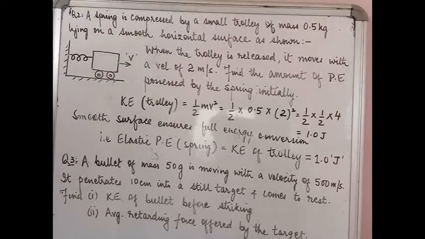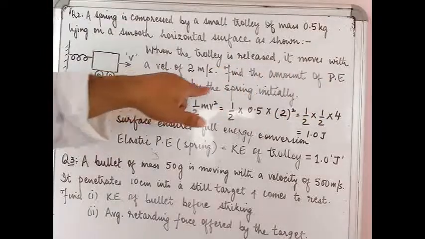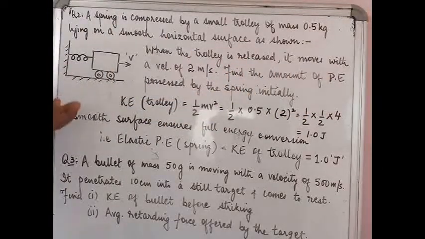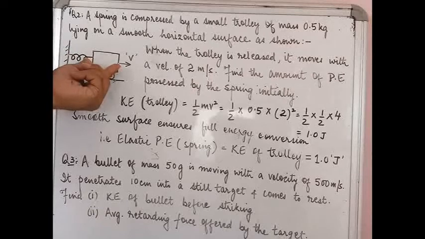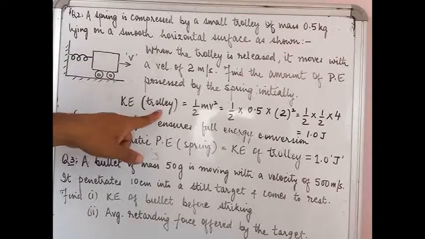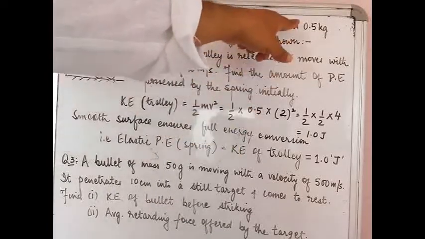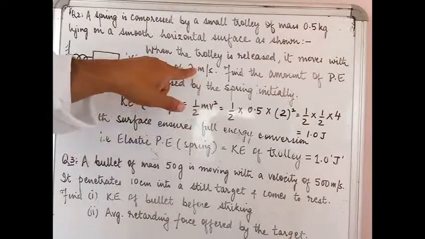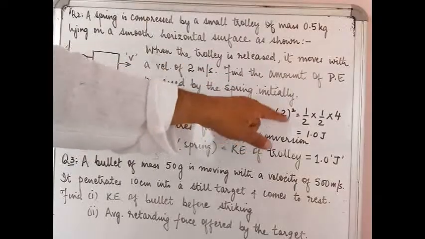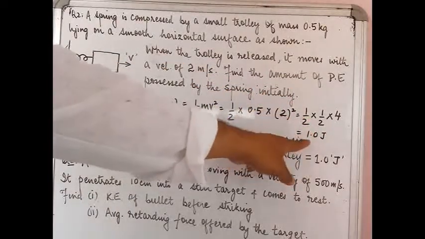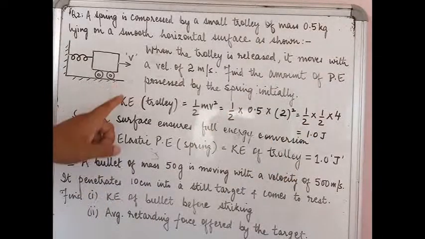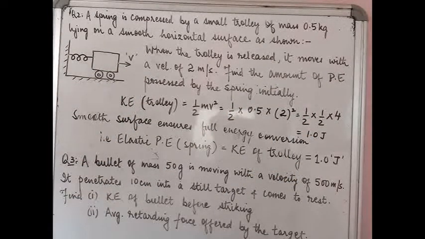So in order to determine the potential energy possessed by the spring initially, we can calculate the kinetic energy of the trolley. Kinetic energy of the trolley is half mv square, where mass is 0.5 kg in the question, and v is already given as 2, so 2 square. Once you calculate, you get a value of 1 joule. So the kinetic energy of the trolley, the moment it started moving, was 1 joule.